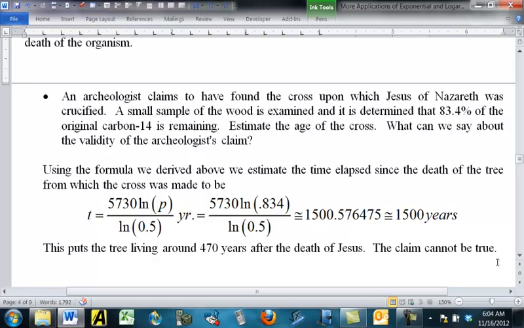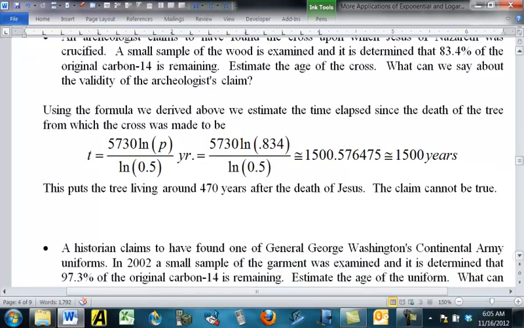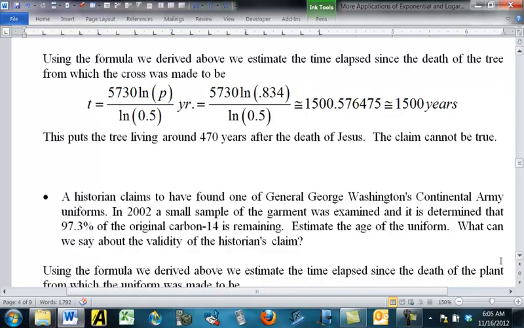Now, what would happen if it turned out to be the right age? Well, then all we know is the tree that it's made from died about the right time. That doesn't mean it's the right one, but it doesn't mean it's not the right one. It just means it could be true because the time is right. So notice you're not really going to be able to establish the truth of a claim like this with just carbon-14 dating, but you might be able to prove it false. And you might be able to say it's a reasonable assumption.